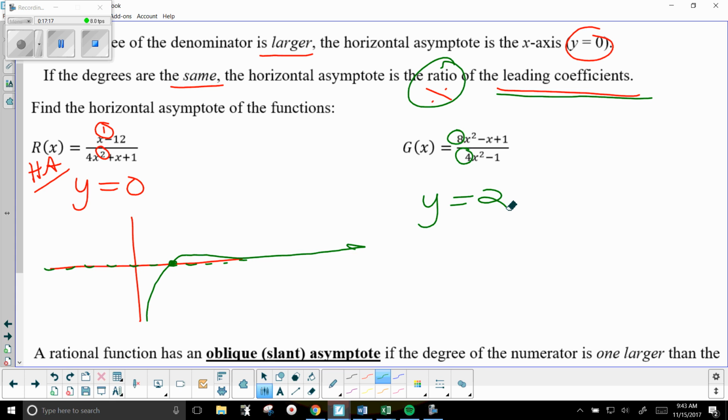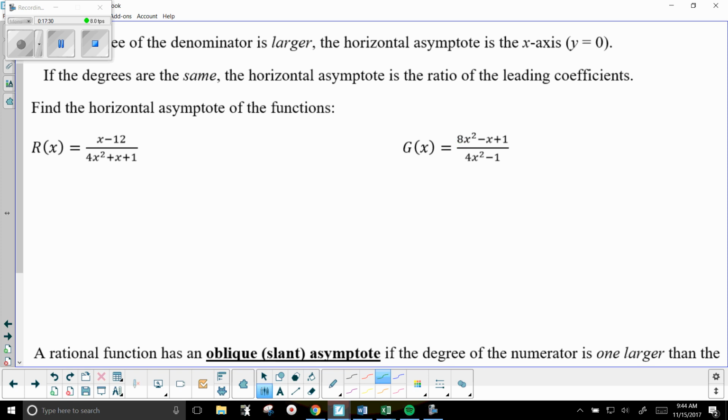So what that looks like, there's literally a horizontal line up 2. And then the graph either skims across the bottom of it, or it will cross it and come back down.